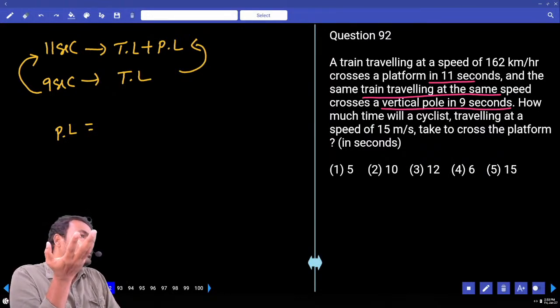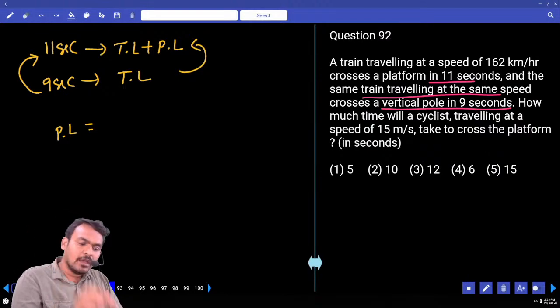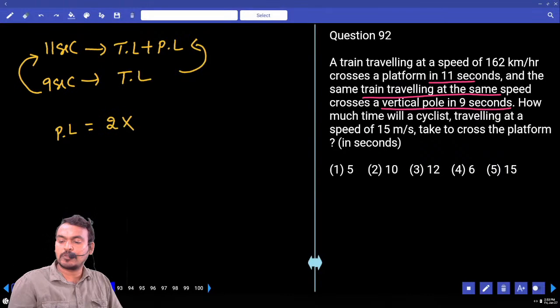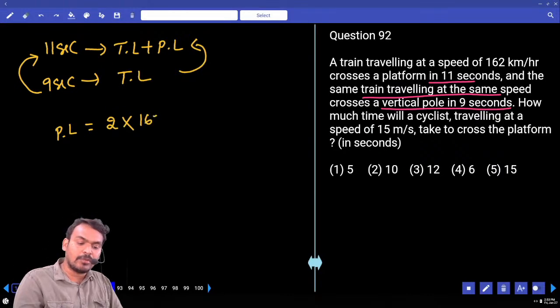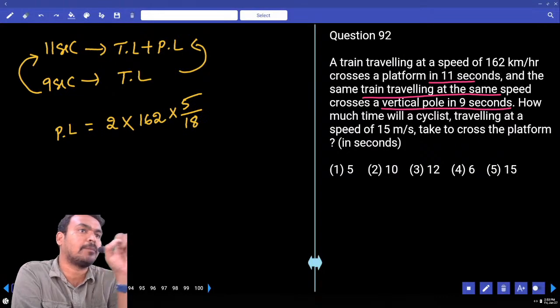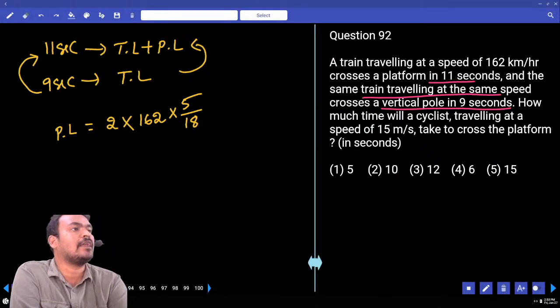Which speed are we using? Train speed. How much extra time is taken? 2 seconds. So 2 into the train speed, which is 162 km per hour. It is converted to meters per second by multiplying by 5 by 18. 162 into 5 by 18 is in meters per second. But we require the distance for 2 seconds. That is the platform length or the train length?